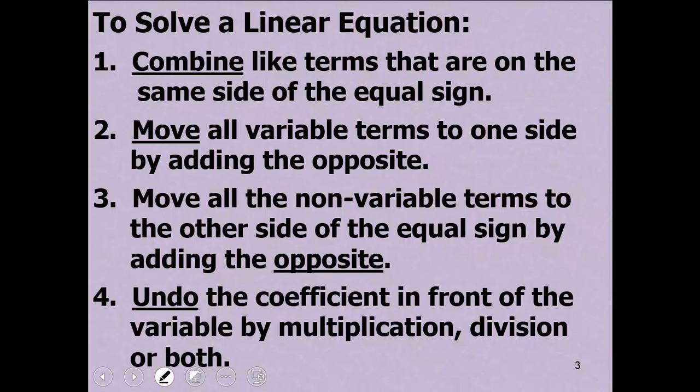All right, same 4 steps, but we're going to be focusing down here, okay? If we have to, we're going to combine like terms. If we have to, we're going to move all variable terms to the same side. If we have to, we're going to move all non-variable terms to the other side by adding the opposite. And then we're going to undo the coefficient in front of the variable by multiplication, division, or sometimes even both. So we're going to have fractions as our coefficient. Here we go.